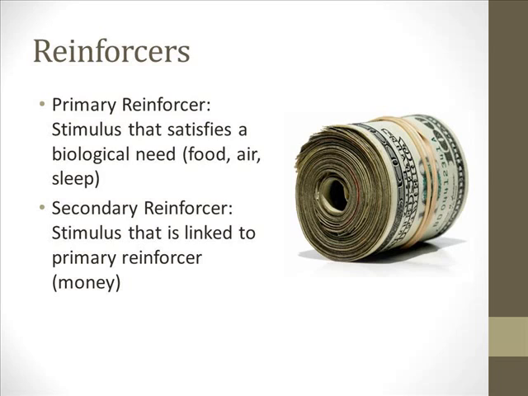Let's talk a little bit more about reinforcers. In addition to the positive and negative, we have primary and secondary. So what are those? A primary reinforcer is a stimulus that satisfies some sort of a biological need. So it's a reinforcer that we've learned with food. Food is a perfect example. Food is a biological need. And people doing things or animals doing things for food is a pretty classic reinforcer.